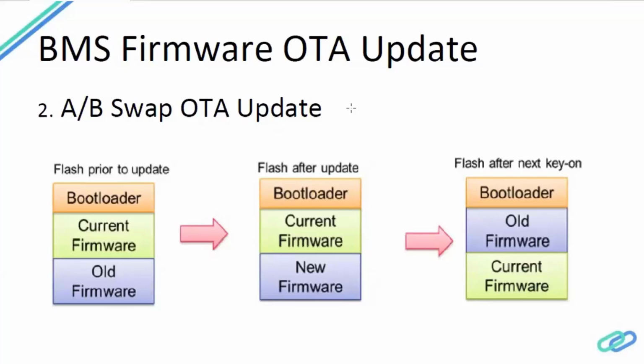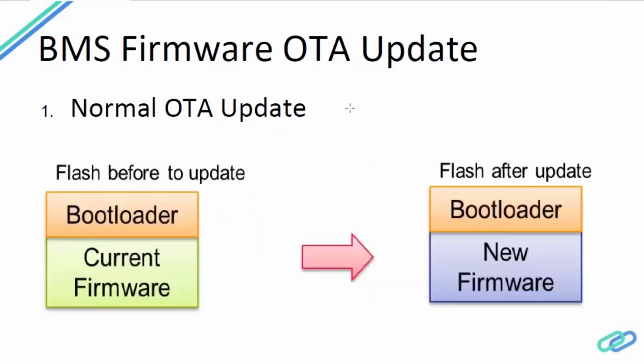But if you are driving an electric vehicle and at the same time there is some error or bug in the firmware, what will happen? Your car will stop working. Then you need to go to the service center, and you may be out of town, so that is a critical condition. So we don't use normal OTA update in the BMS.